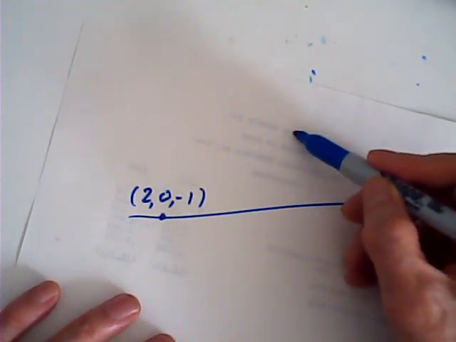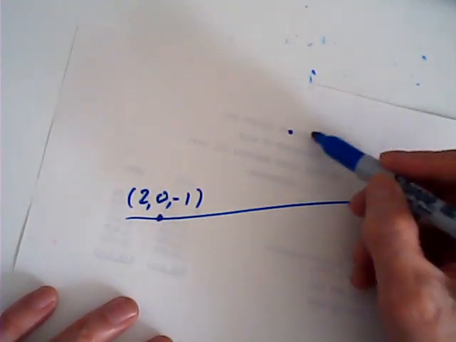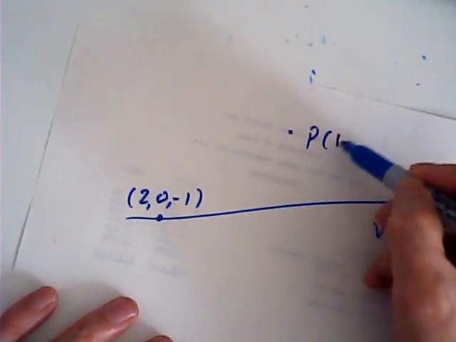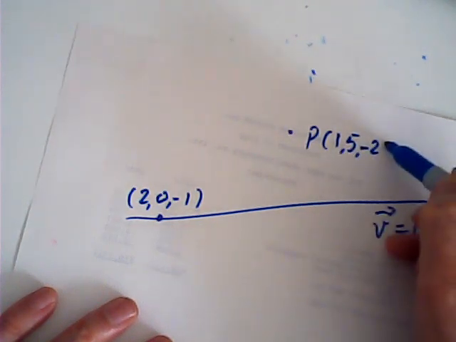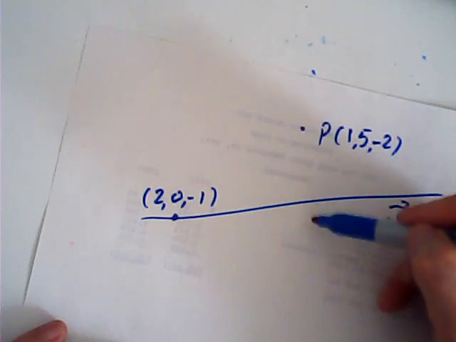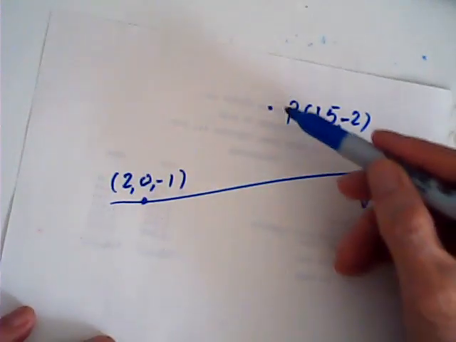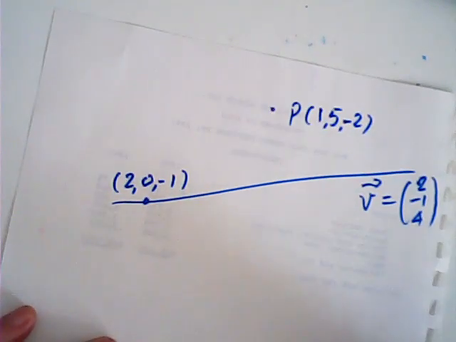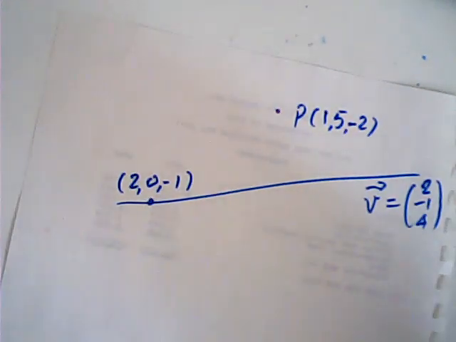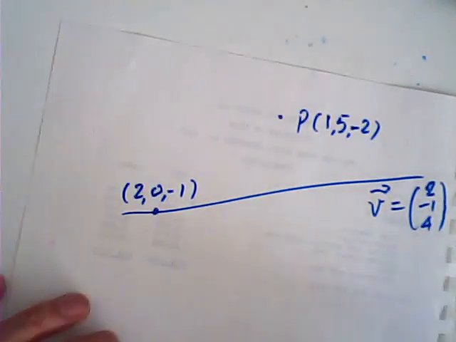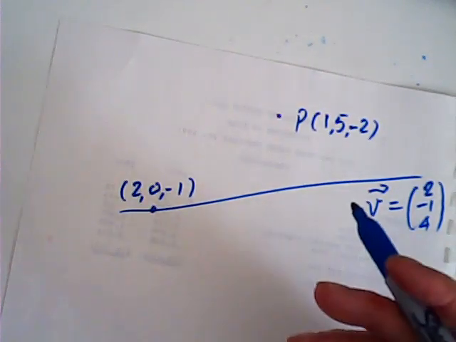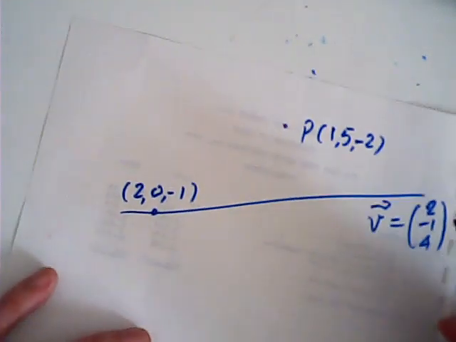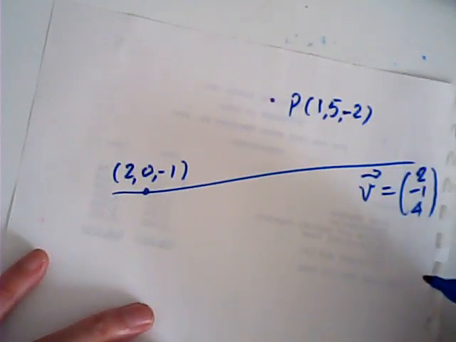And suppose you have a point. The point is (1, 5, -2). We want to find the distance between the point and the line. Of course, there are several ways to find it, but I find that the projection method is maybe the easiest method.